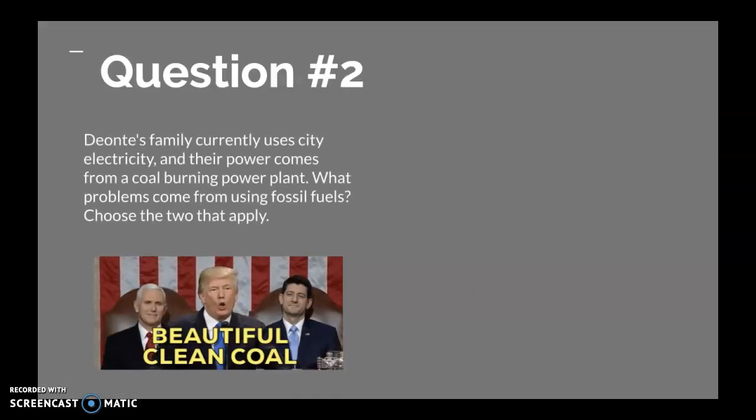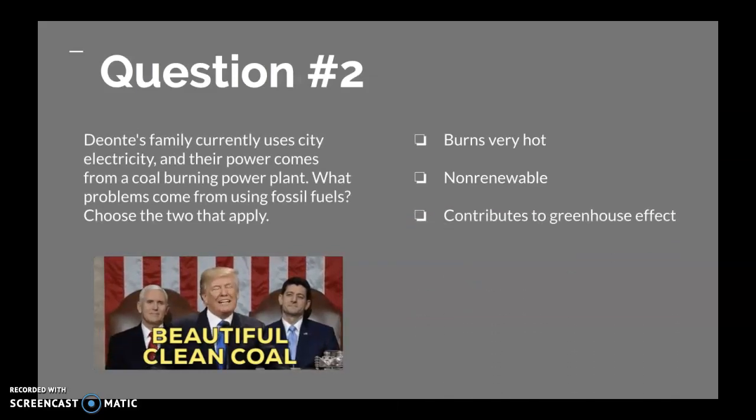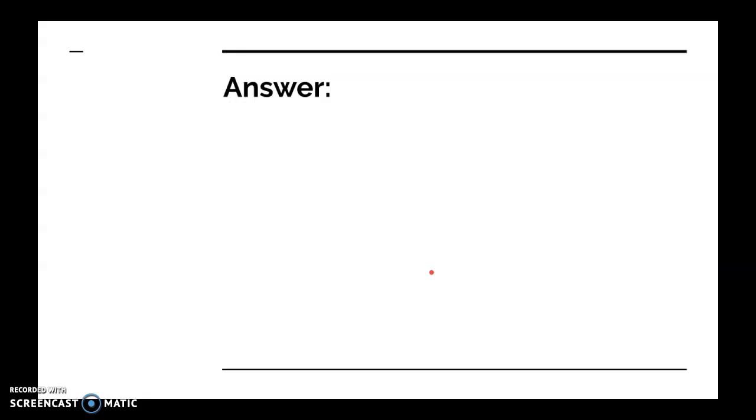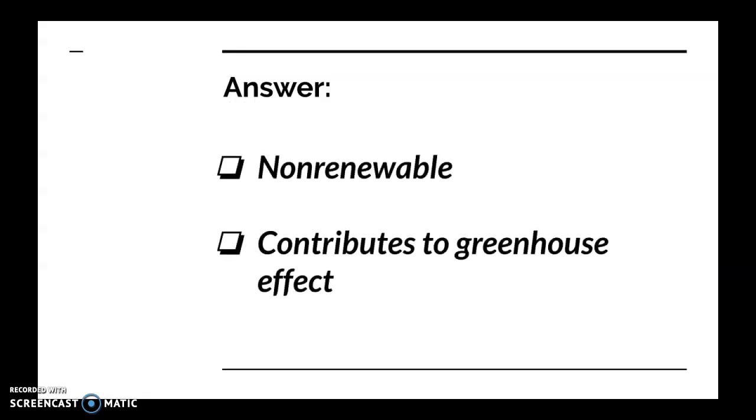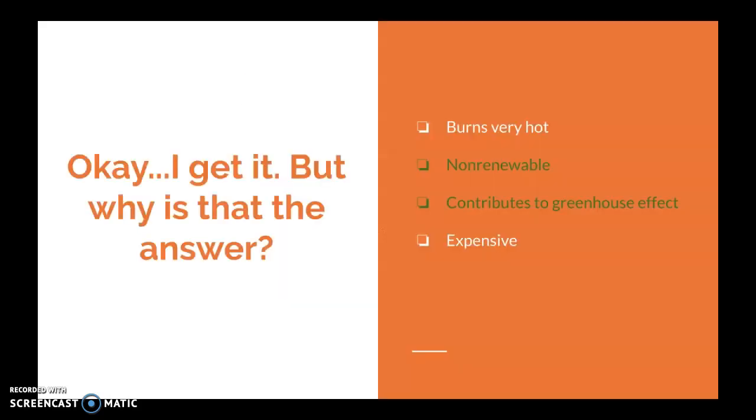Number 2, back with Deontay's family. Deontay's family currently uses city electricity, and their power comes from a coal-burning power plant. What problems come from using fossil fuels? Name 2 of them. So we're going to ask you to click 2 of these, right? Does it burn very hot? Is it non-renewable? Contributes to the greenhouse effect? Is it expensive? So you're supposed to choose 2 of these, all right? Here's the answer. I wanted non-renewable and contributes to greenhouse effect.